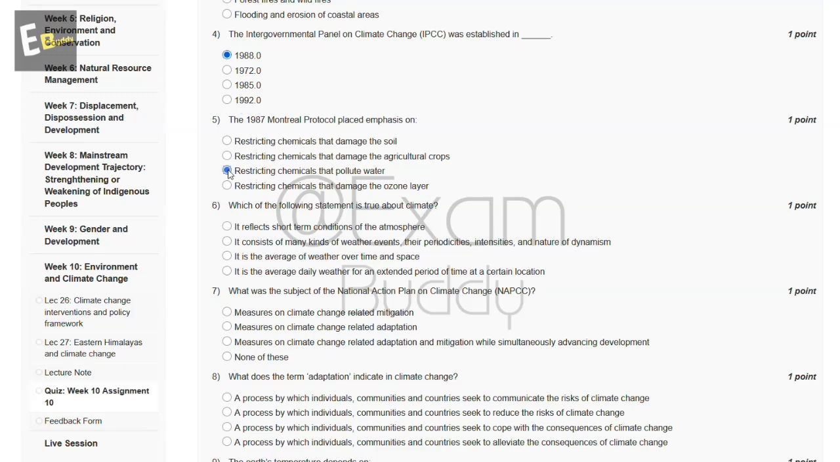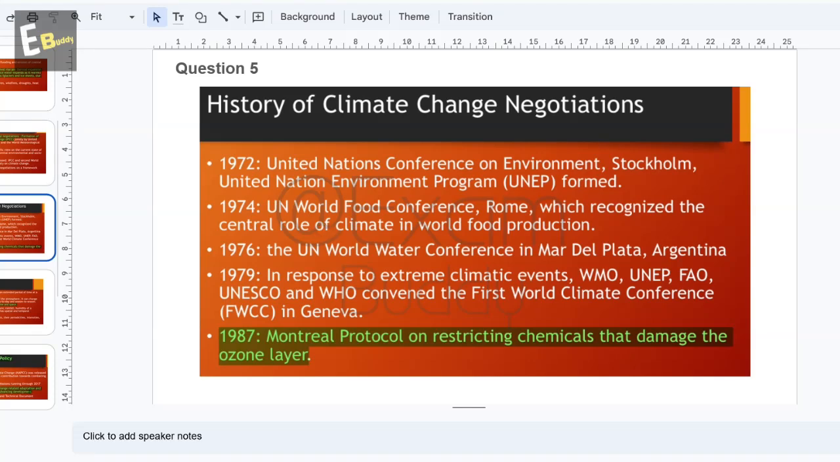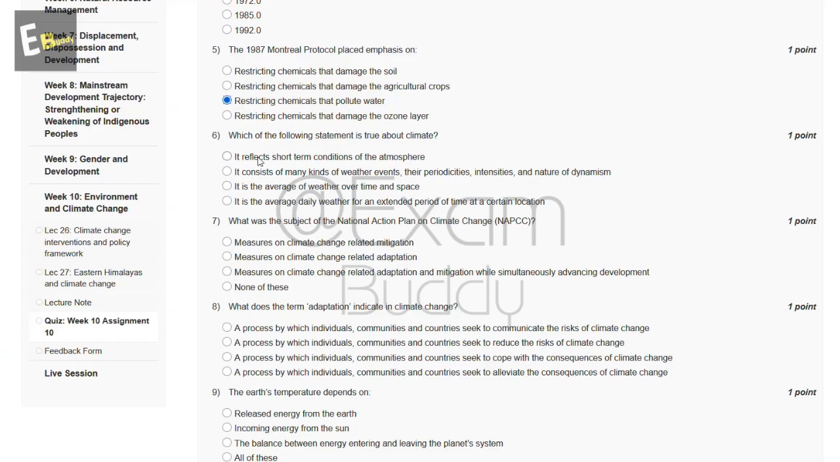Now, the sixth question is which of the following statements is true about climate? So, these are the options. And now, let's check the answer of our sixth question. So, question six, what is climate? Climate is the average of weather over time and space. So, the answer of our sixth question is A. It reflects short-term condition of the atmosphere.